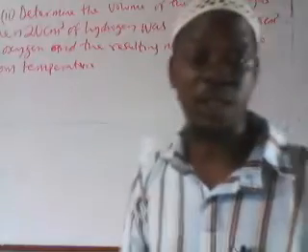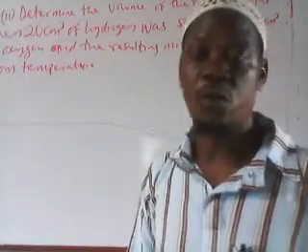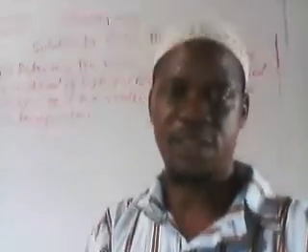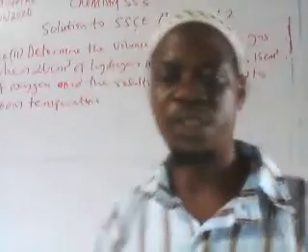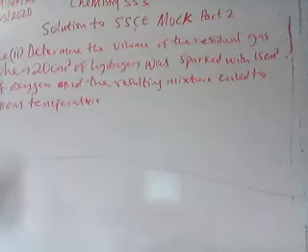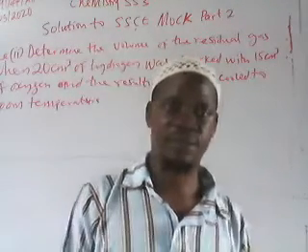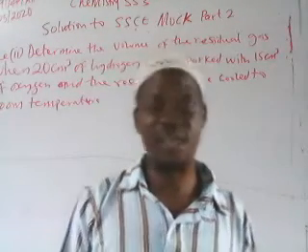Coming to question 2E, Roman figure 2. This question is calculation based. The examiner wants you to determine the volume of the residual gas when 20 cubic centimeter of hydrogen was sparked with 15 cubic centimeter of oxygen and the resulting mixture cooled to room temperature. This question has two parts, and you have to understand that.